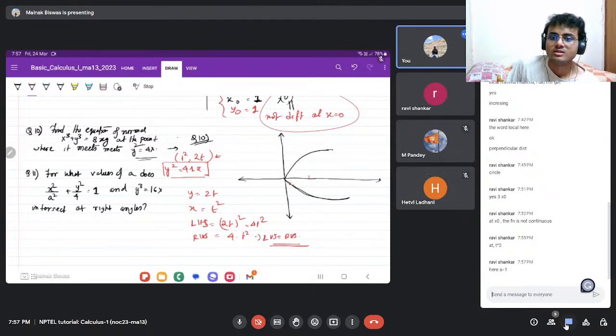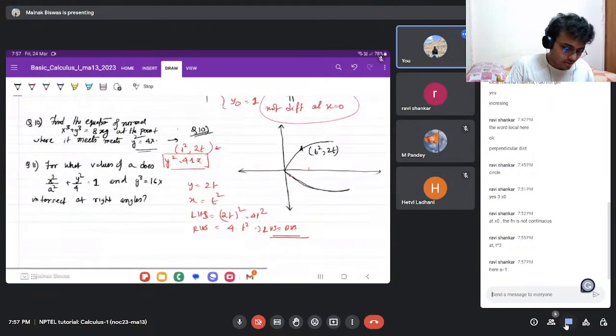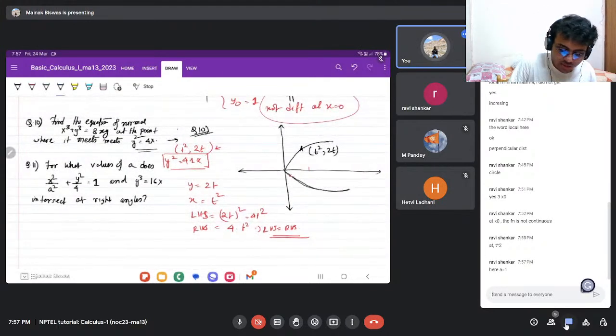Yes, sir. Ravi is saying a equal to 1. Correct. So any point on this parabola can be written as t square comma 2t. Agreed? Now why is this interesting? Because we have seen parametric differentiations, right? We saw, and a curve is something like this. At this point I want a tangent to this or a normal to this.